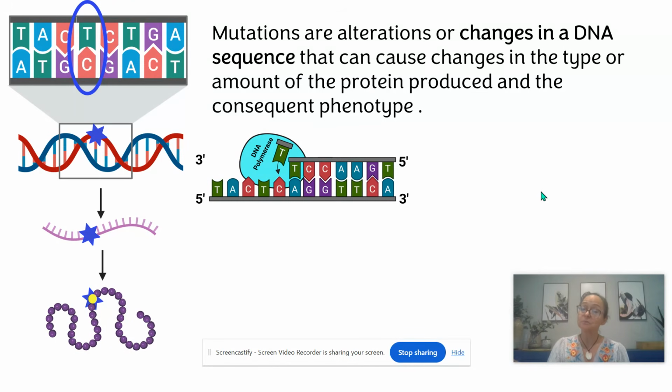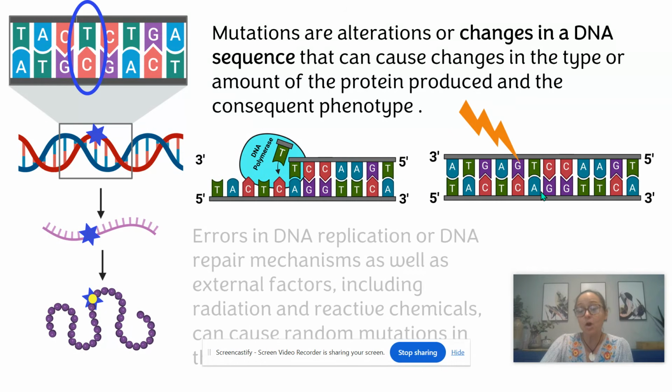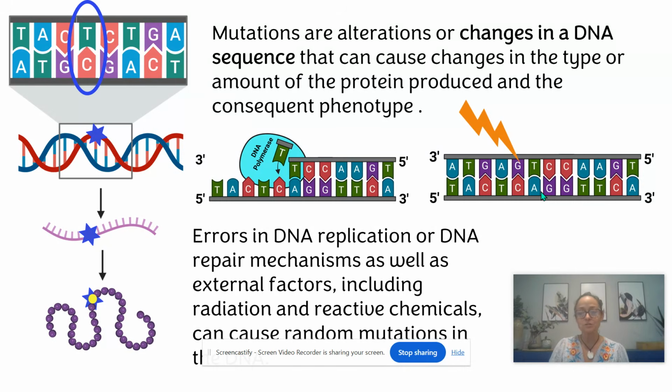When DNA polymerase 3 is adding complementary nucleotides, it may make a mistake, just like if you have a typo when you're typing up a paper. So incorrect base pairing by DNA polymerase 3 during replication is one source of alterations to a DNA sequence, but it could also be due to external factors such as radiation or reactive chemicals that can cause random mutations.